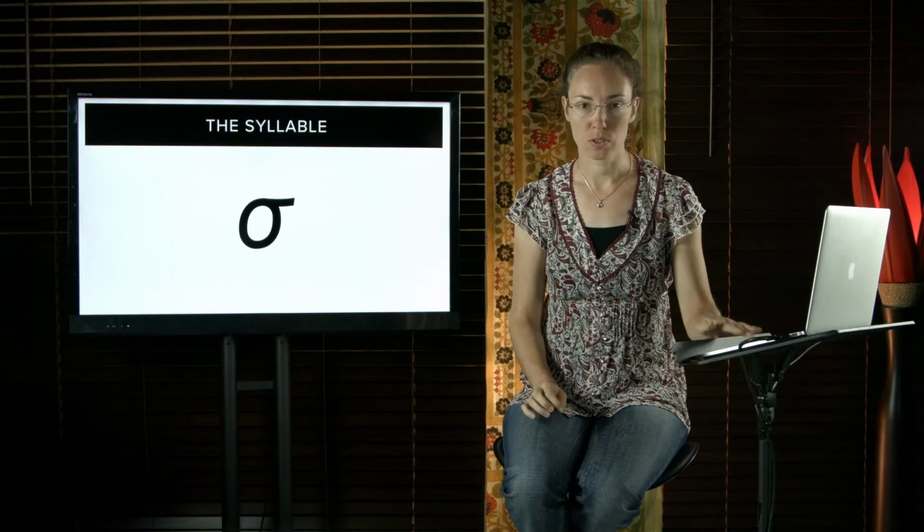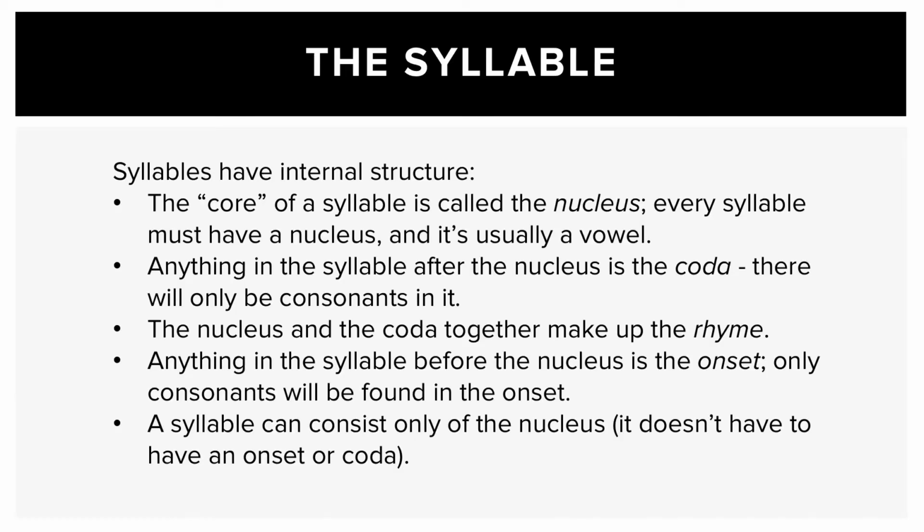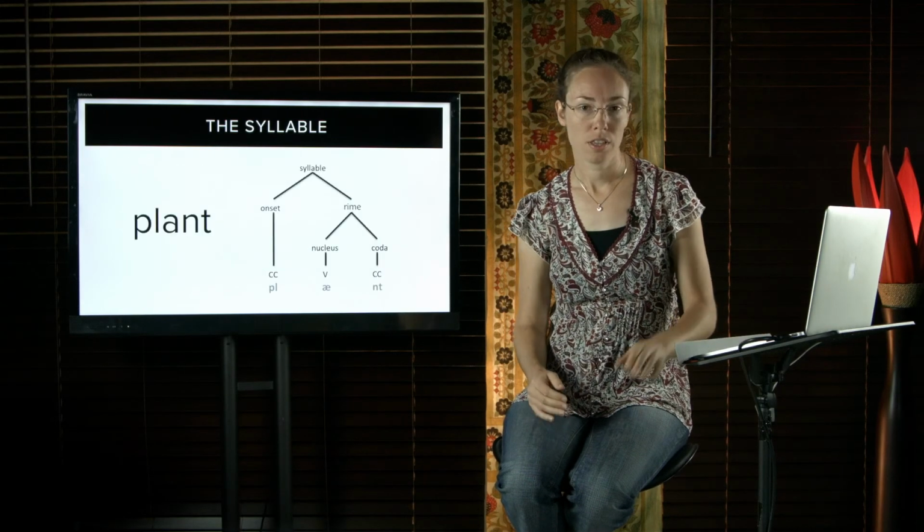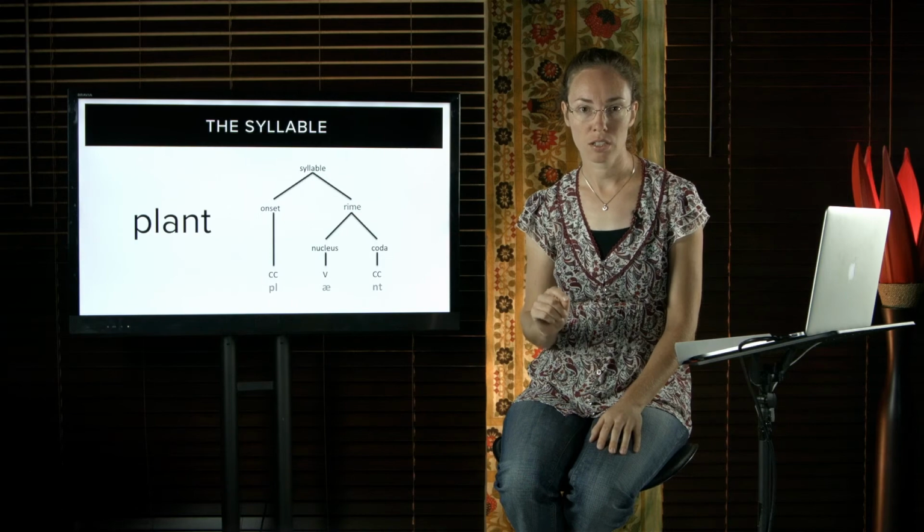Syllables have internal structure. So the core of a syllable is called the nucleus. Every syllable must have a nucleus, and it's usually a vowel. Anything in the syllable after the nucleus is the coda. There will only be consonants in it. The nucleus and the coda together make up the rhyme. Anything in the syllable before the nucleus is the onset. Only consonants will be found in the onset. And a syllable can also consist only of the nucleus. It doesn't have to have an onset or a coda. For example, the English word plant consists of a single syllable.